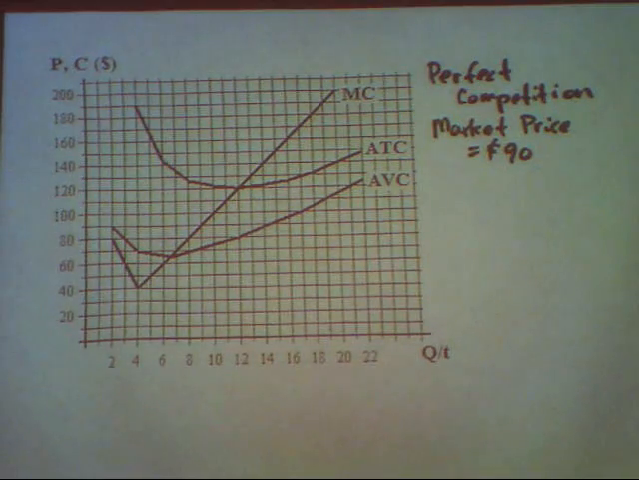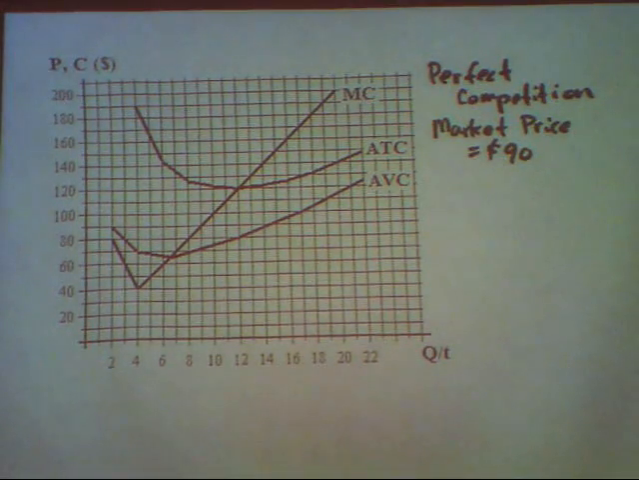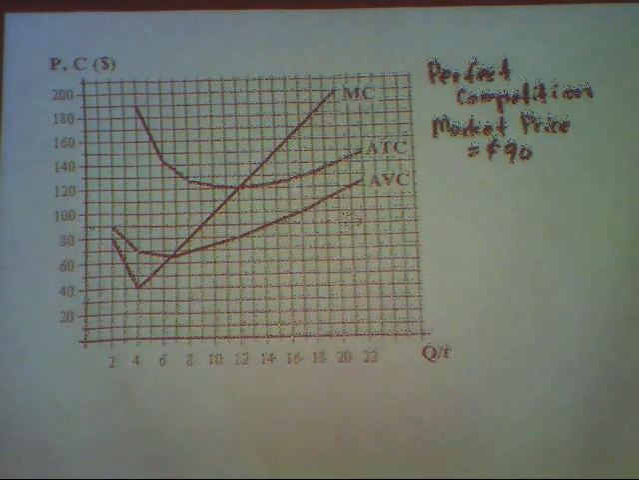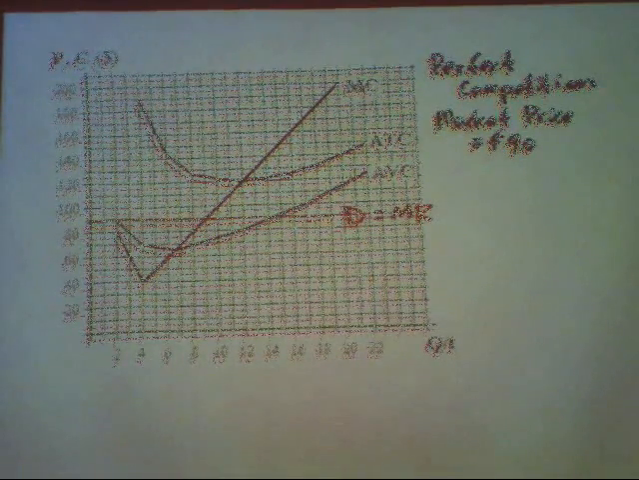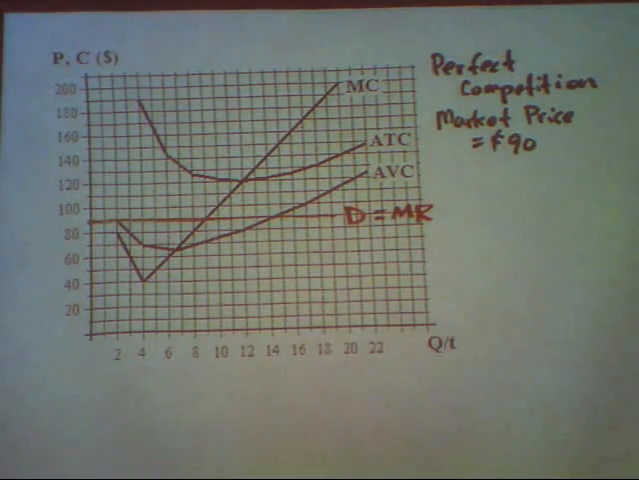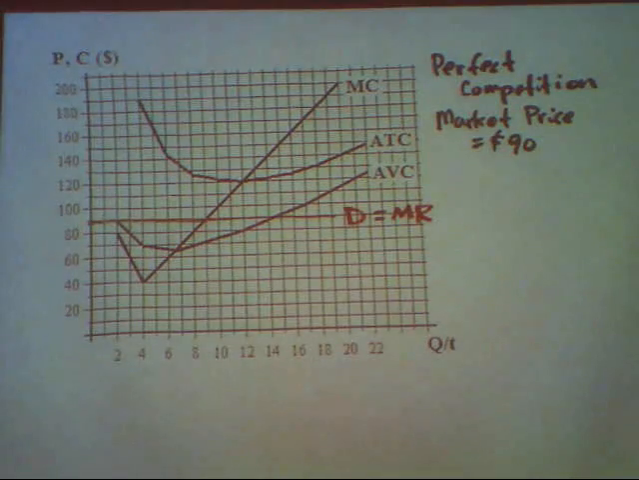If they try to charge a price higher than $90, they won't sell any, because it's a perfectly competitive market, which means there's lots of other firms selling exactly the same thing for $90. Nobody will pay a higher price to buy it from any particular firm because it's a standardized product. Well, there's the demand curve, and since it's horizontal and the firm's a price taker, their marginal revenue is the same thing as their demand curve, so that line also shows the marginal revenue curve. So now there's the demand and marginal revenue curve because the price is $90.